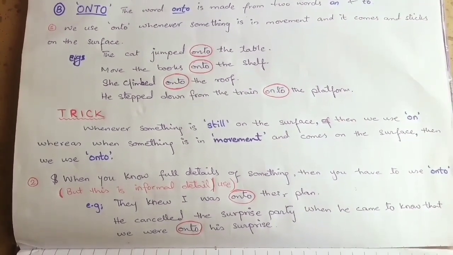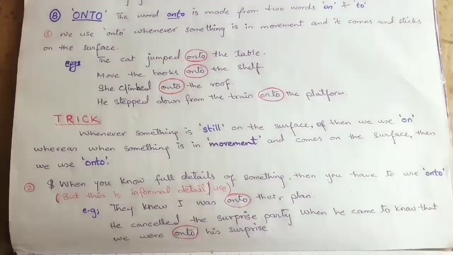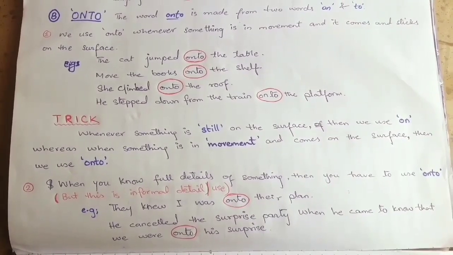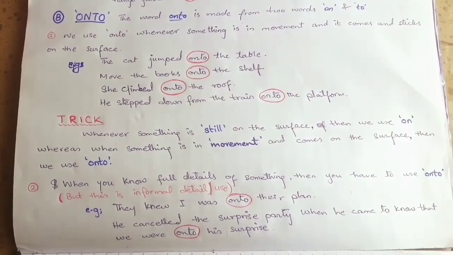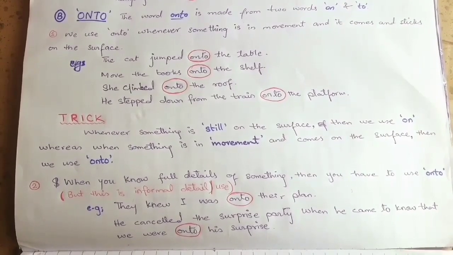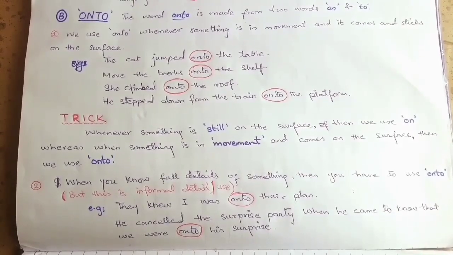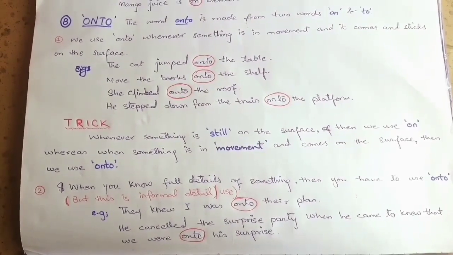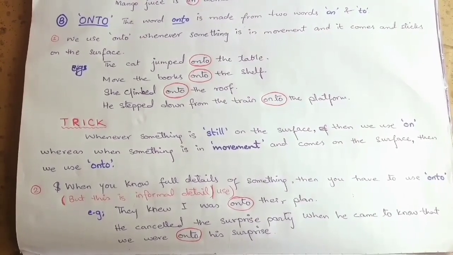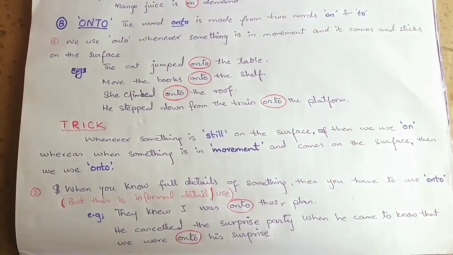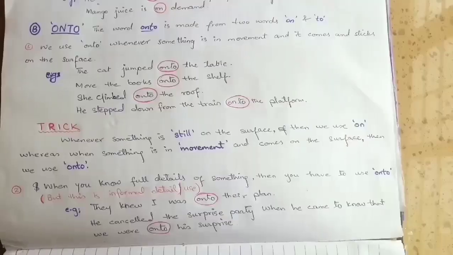Similarly, the second sentence, he cancelled the surprise party when he came to know that he was onto his surprise. It doesn't mean that he cancelled the surprise party because he came to know that he is sitting on his surprise. No, it doesn't mean that. Rather, it means that he cancelled the surprise party when he came to know that he was fully aware of his surprise. Hope the usage of onto is clear to you now.